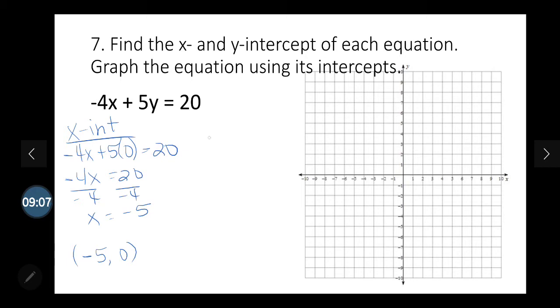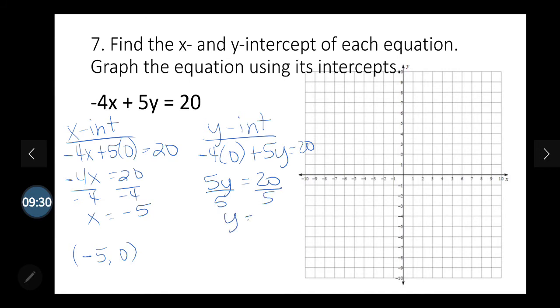Okay. Now, let's look at the y-intercept. Negative 4 times 0 plus 5y equals 20. Well, negative 4 times 0 is 0. And 0 plus 5y is just 5y equals 20. We're going to divide by 5, and y equals 4. So my ordered pair would be 0, 4.